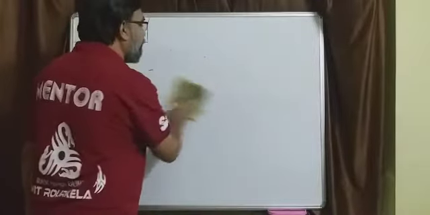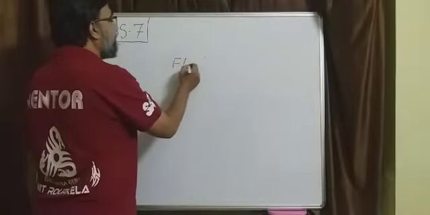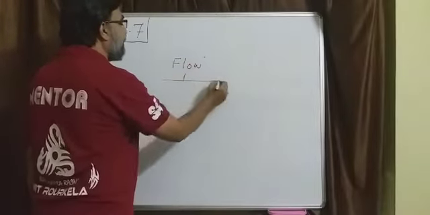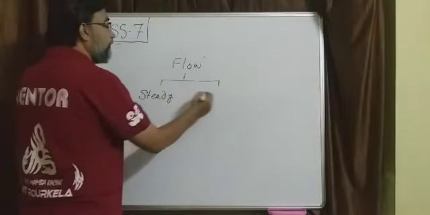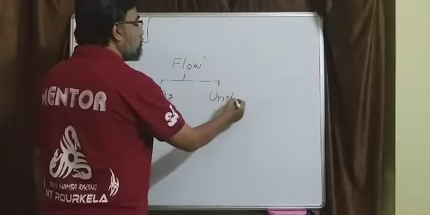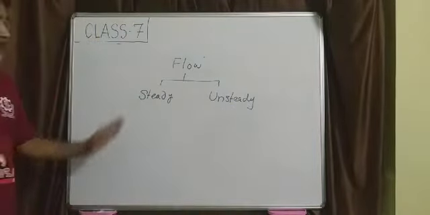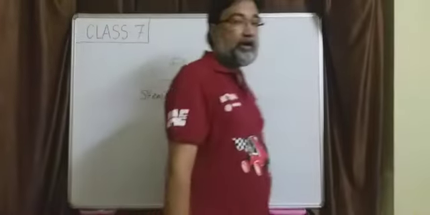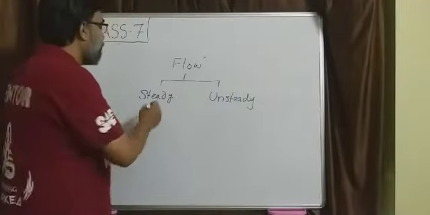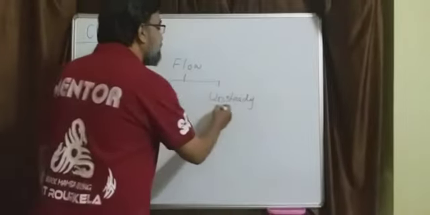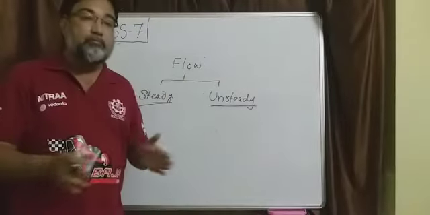The flow of a fluid can be of two types. The flow can be a steady flow or it can be an unsteady flow. In your syllabus, we have only the steady flow to be considered at this moment. Unsteady flow will be discussed at a later stage. So we will be focusing our attention on steady flow of mass across a system boundary.